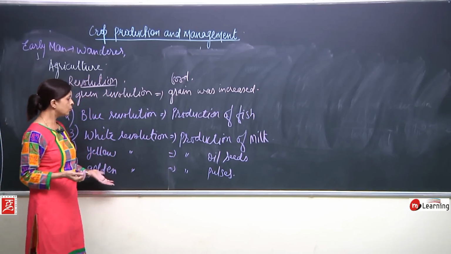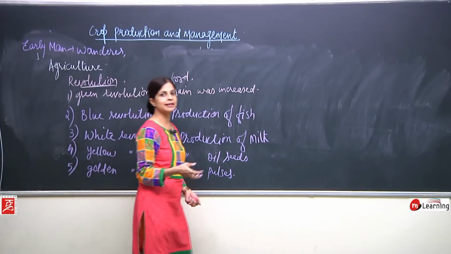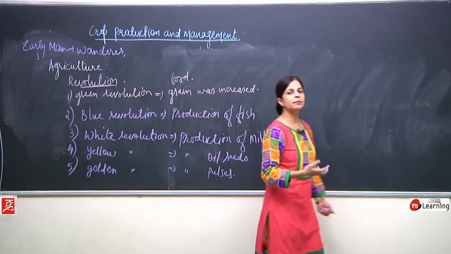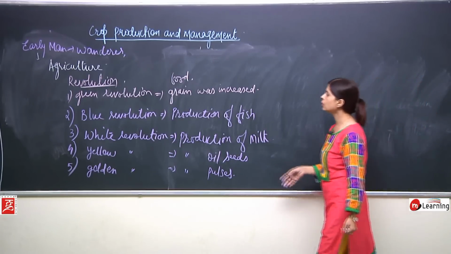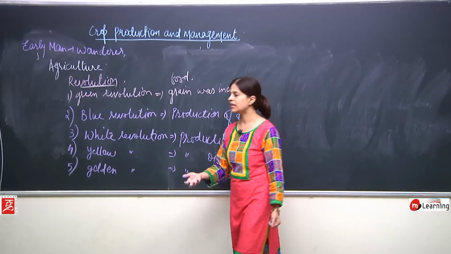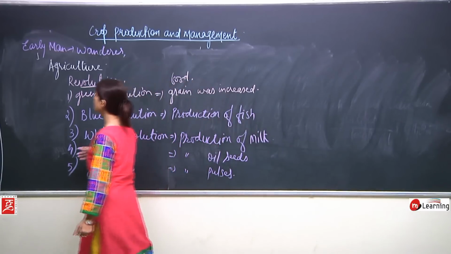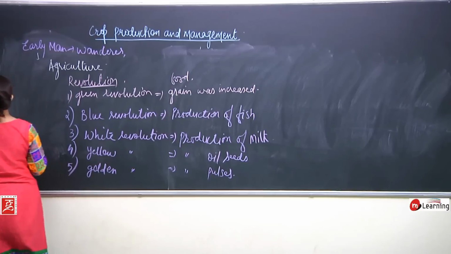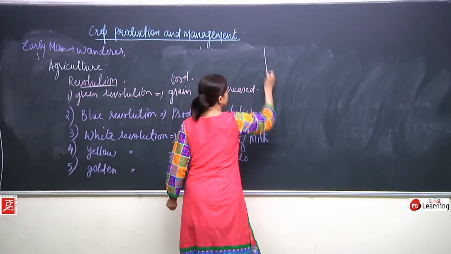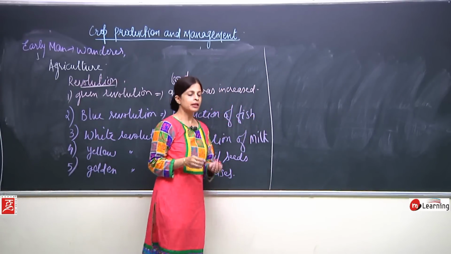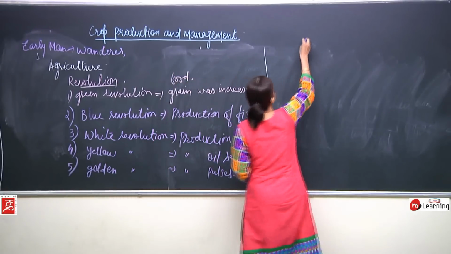Now golden is all about pulses. It is under trial, like how the production of the pulses can be increased. So scientists keep on doing certain experiments to bring things as a revolution. Now I used the term agriculture. I said agriculture.